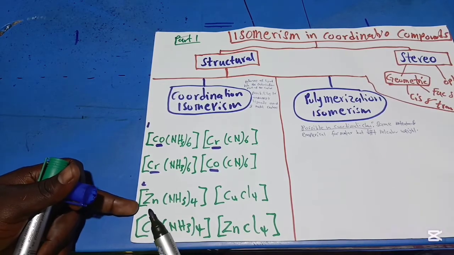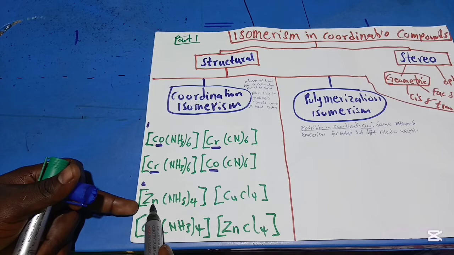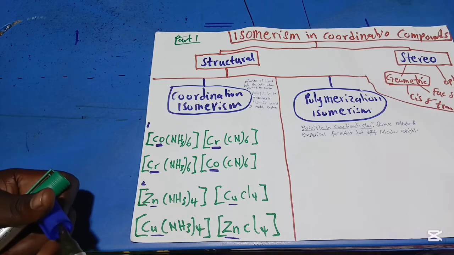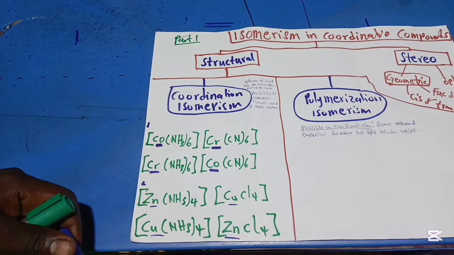Look at number two. You can figure this out by yourself. You can see that we have zinc here, copper here, zinc here, and they exchange their positions. So you will see that this is clearly coordination isomerism.